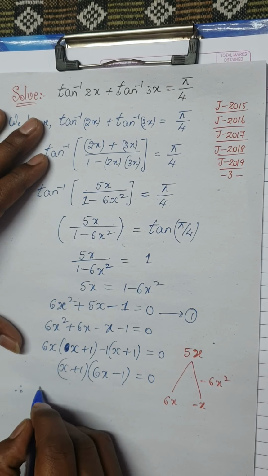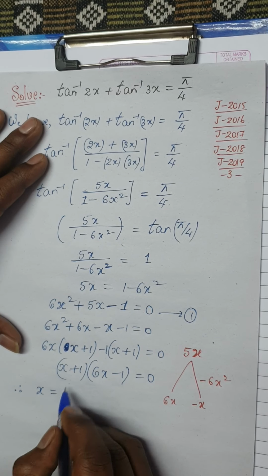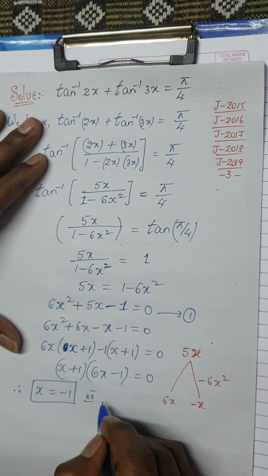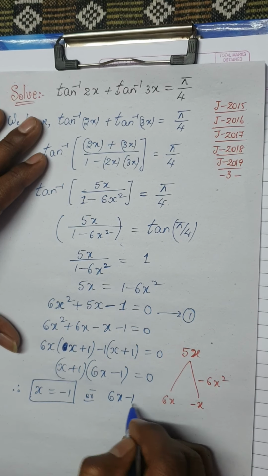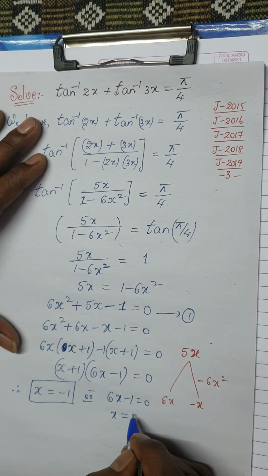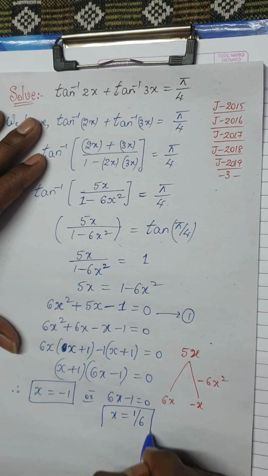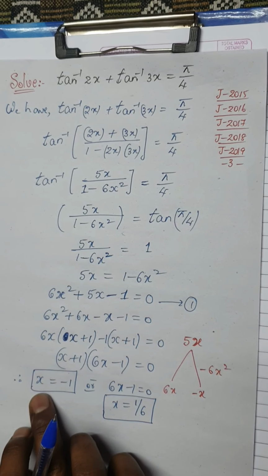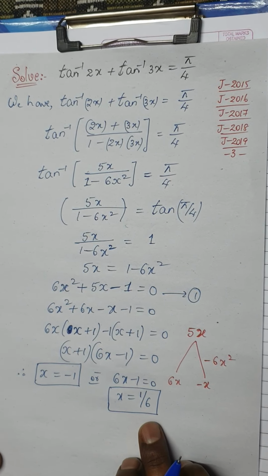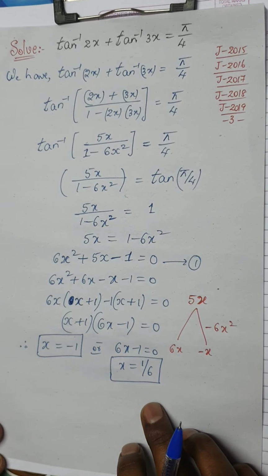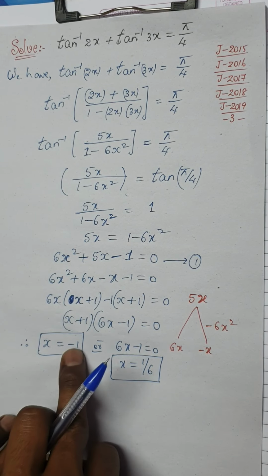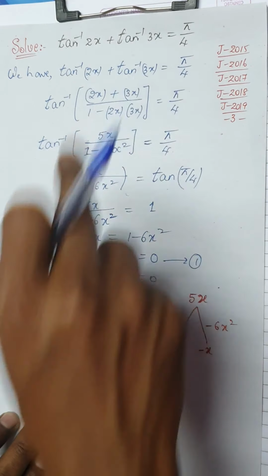Therefore, if you equate two of the terms, I will get x is equal to minus 1, or if I use 6x minus 1 is equal to 0, I will get x is equal to 1 by 6. Remember, I have two values for x: x is equal to minus 1 and x is equal to 1 by 6.